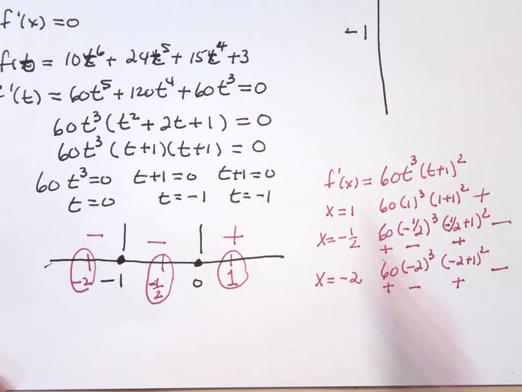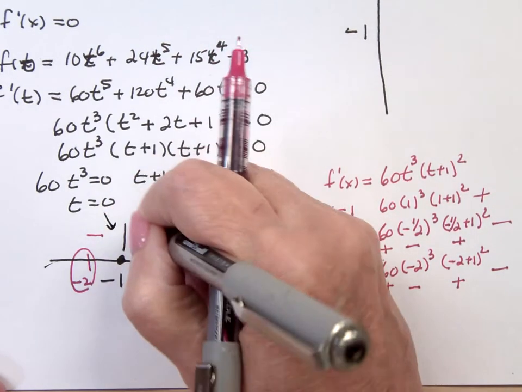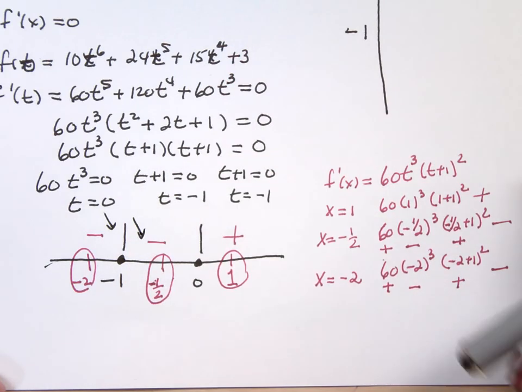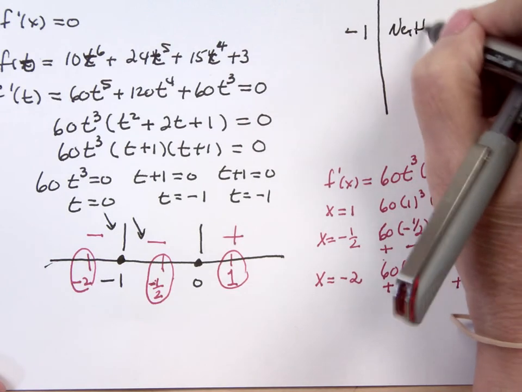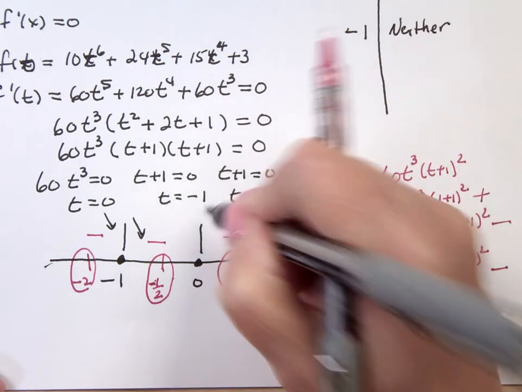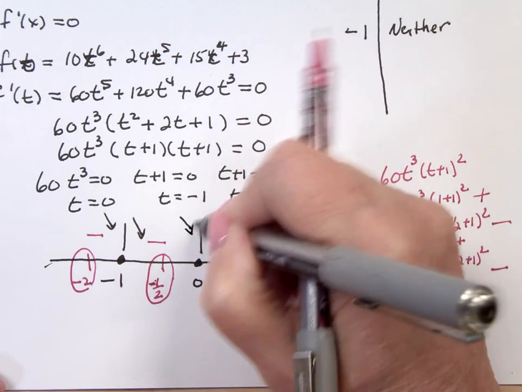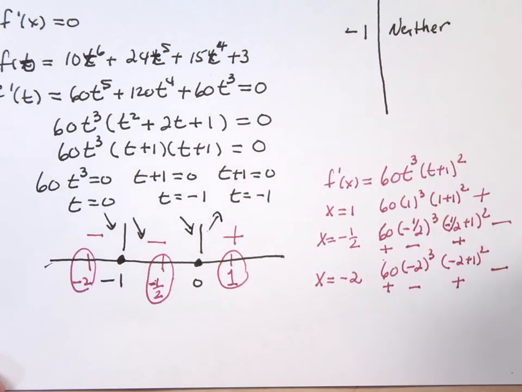Now, decreasing followed by decreasing. So negative 1 is what? Neither. Decreasing followed by increasing, 0 is a minimum.